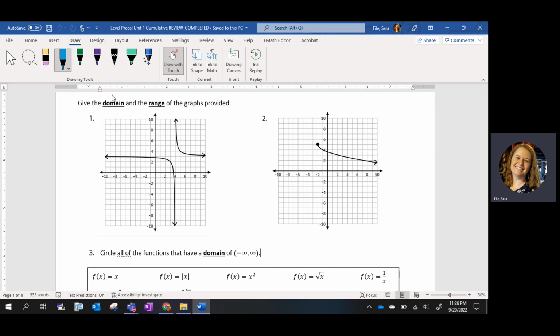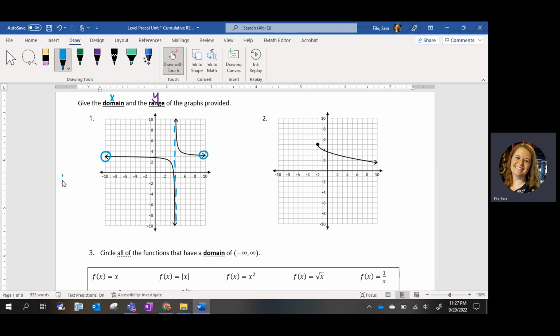Remember that your domain are your X values and range is your Y values. Okay, so when we look at this first graph in number 1, we can see that it goes left forever, goes right forever, but there's a break. This is an asymptote here. Okay, we have a rational function. It does not exist. It is undefined at this X value of 4. So the graph is everything except for 4.